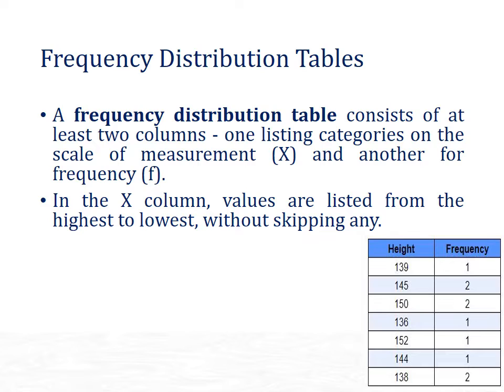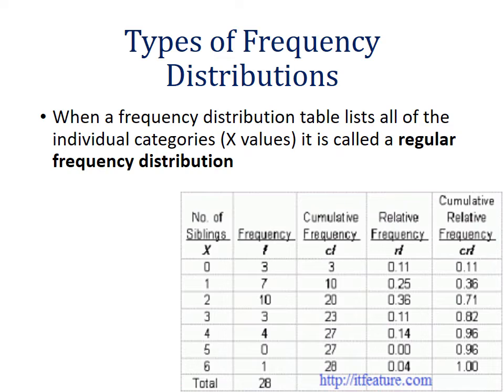The frequency distribution table basically consists of at least two columns. One is called the X column; here height is represented by x. The other is frequency, shown here as 1, 2, 1, 1 and 2, basically f. In the X column, values are listed from the highest to the lowest without skipping any value in any column and table. Types of frequency distributions.